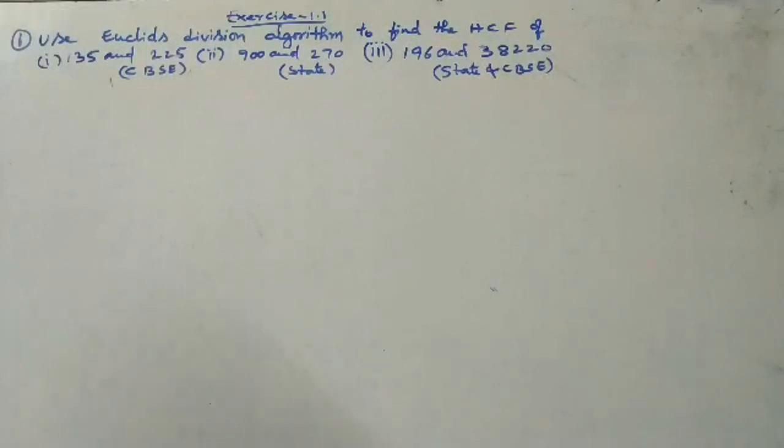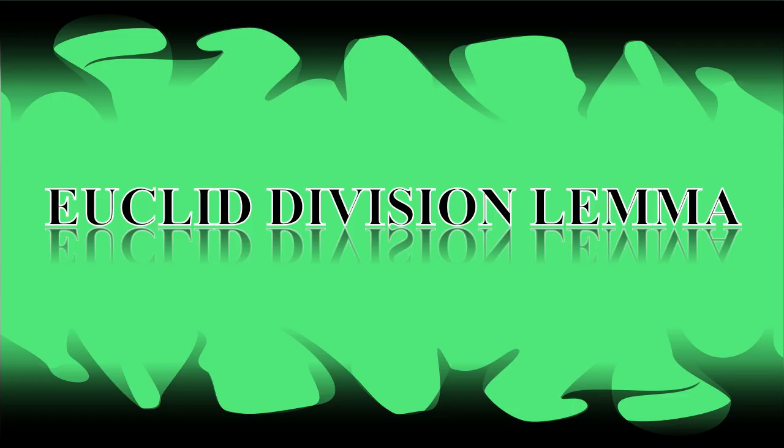Exercise 1.1. Use Euclid's division algorithm to find the HCF of the first sum, 135 and 225.